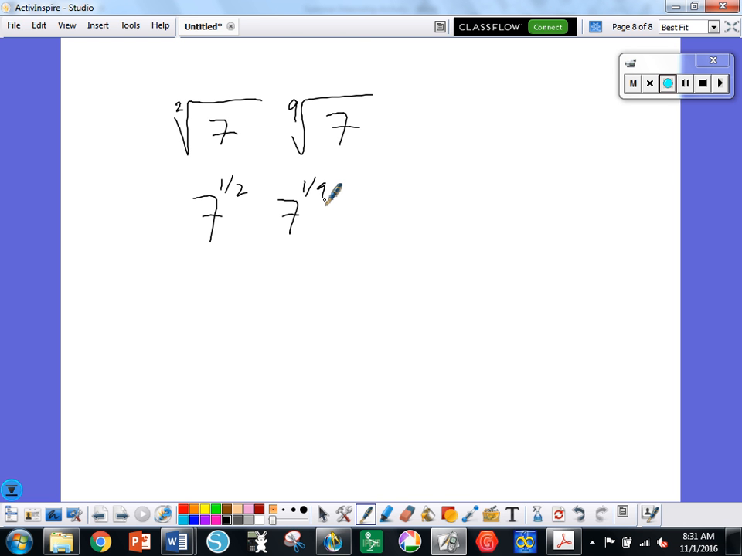Now they are like bases. When you multiply like bases, what can you do to their exponents? Add them. Good job, Miss Monroy. So this is 7 to the 1/2 plus 1/9.